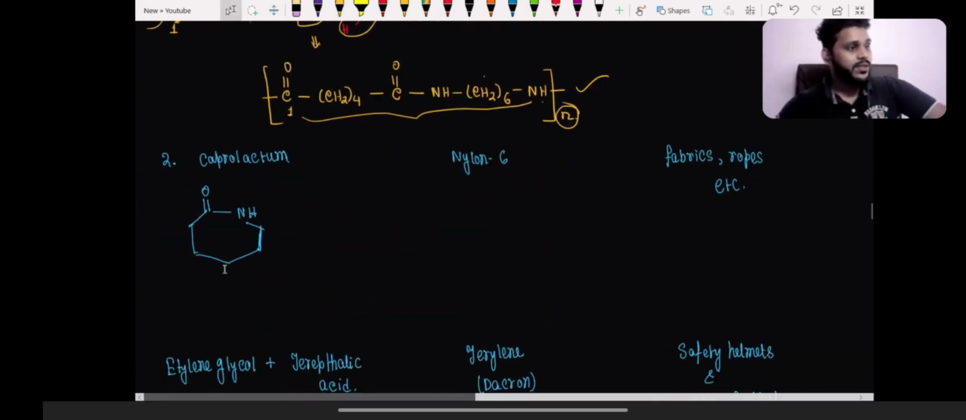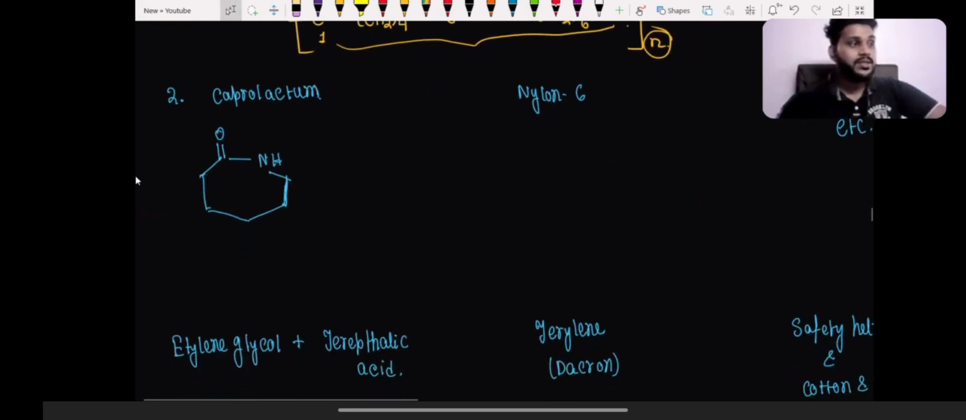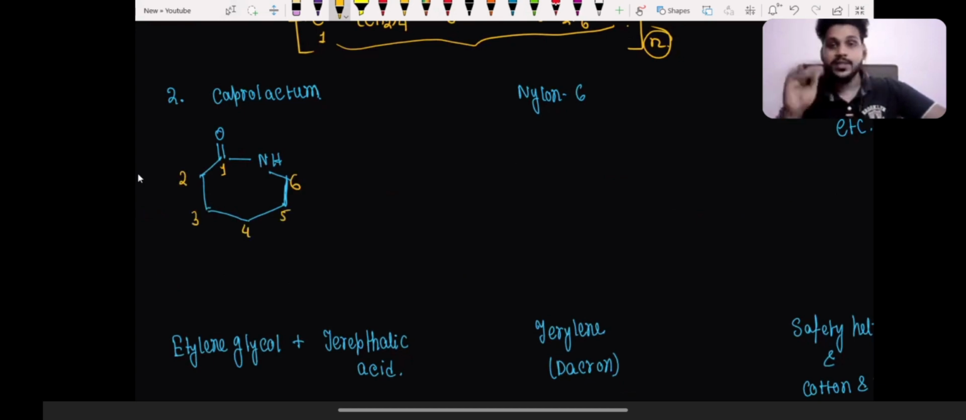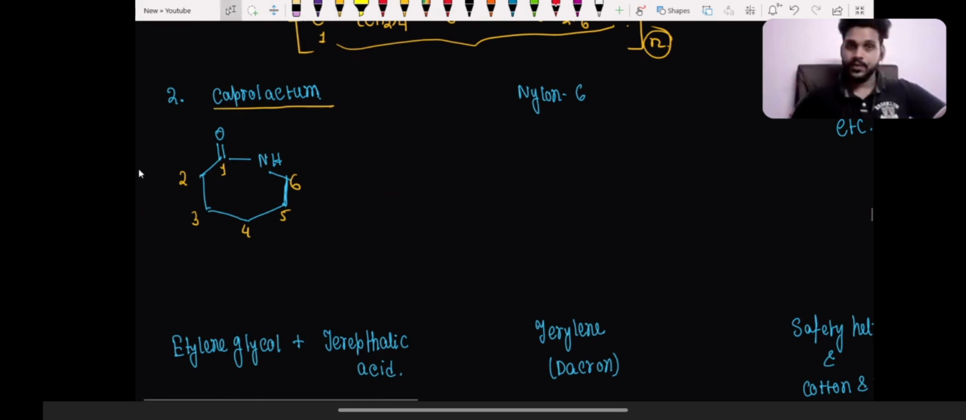Now the next one is nylon 6. So like I told you before, guys, this number actually tells you about the number of carbons. You can clearly see here 1, 2, 3, 4, 5, 6. There are 6 carbons in here. That's why it is nylon 6. Okay. The nylon 6 monomer is famously known as caprolactam. Caprolactam is the name of the nylon 6 monomer. Okay. How do we make this caprolactam? That is being taught in JEE.